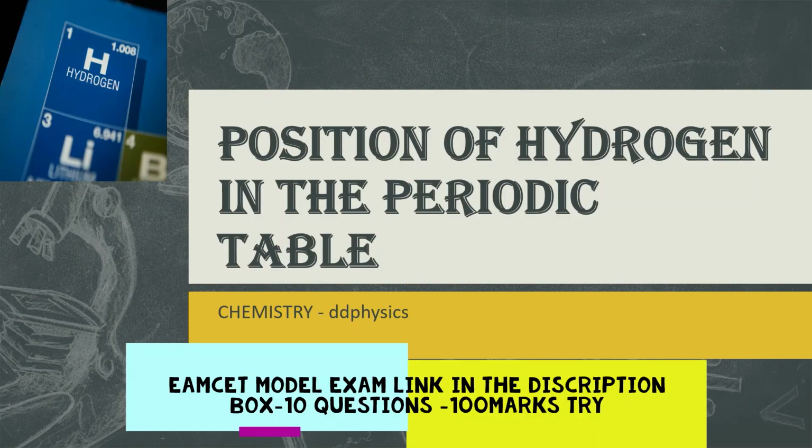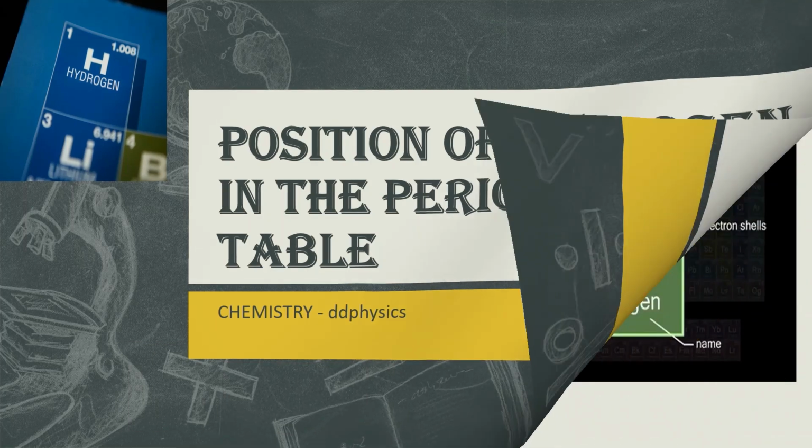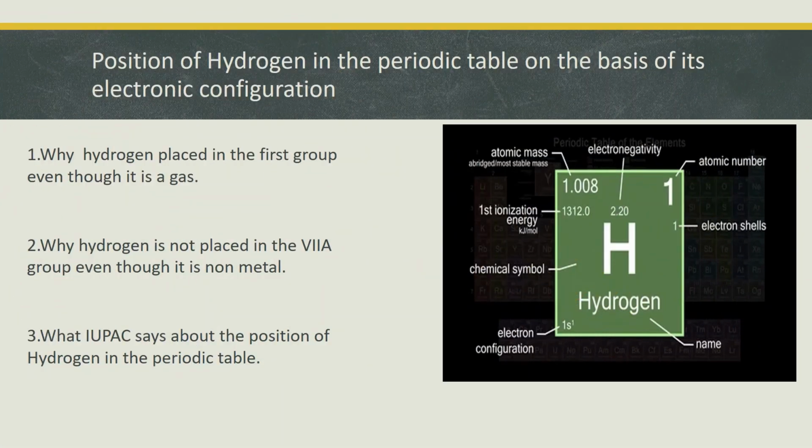Dear students, in this video I am going to explain the position of hydrogen in the periodic table. After watching this video, you will know why hydrogen is placed in the first group even though it is a gas, why hydrogen is not placed in the 7th A group even though it is a non-metal, and what IUPAC says about the position of hydrogen in the periodic table.